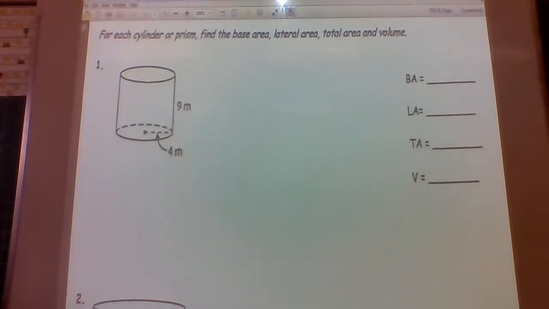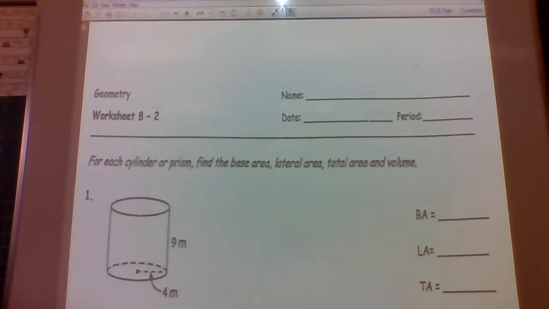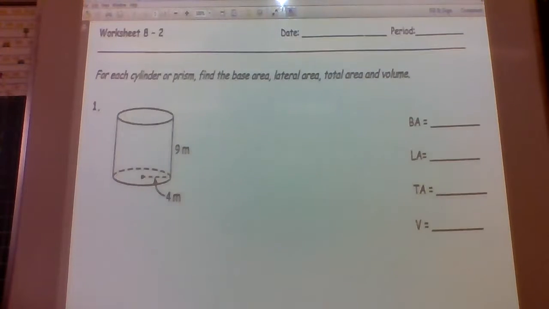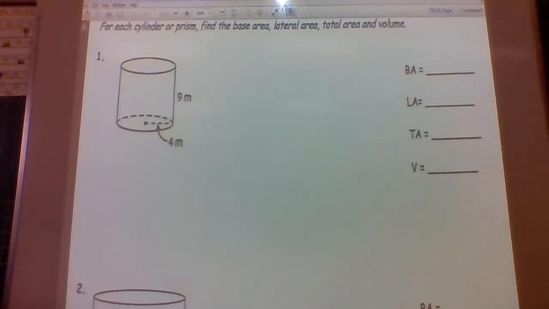This is the cylinders practice. Okay, so it looks like this on the top. It says worksheet 8.2. It doesn't say cylinders, but worksheet 8.2 is the cylinders practice. So we have to find the surface area and volume of these cylinders.